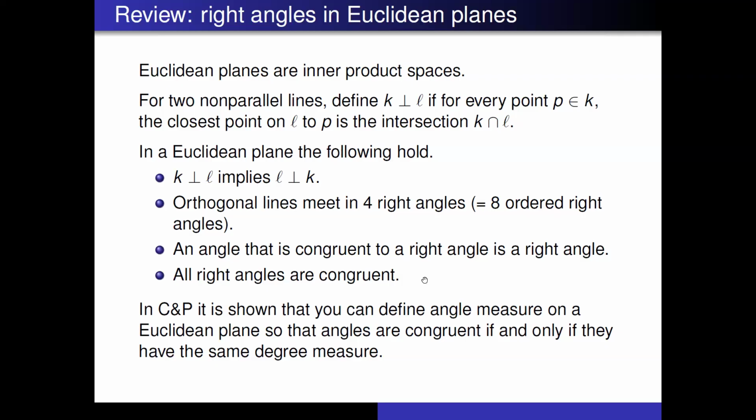Okay. Using the last two, in Clark and Pathania, it's shown how to define angle measure. Notice we have not talked about angle measure, only distance measure. And so you can define angle measure so that congruent angles have the same degree measure. You can also define area measure, which I've carefully avoided.